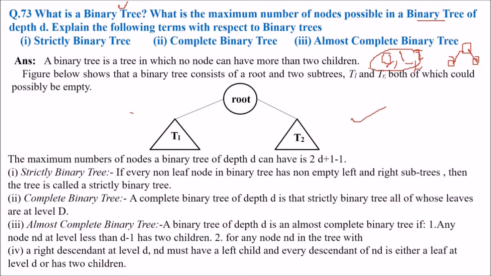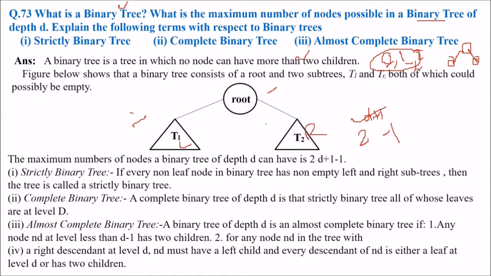This is a figure showing a binary tree, which consists of a root and 2 subtrees. Why are we calling them subtrees? Because each is again a tree with the same condition applied on it. This is T left and this is T right, both of which could possibly be empty also. And the maximum number of nodes in a binary tree of depth d will be 2^(d+1) minus 1.